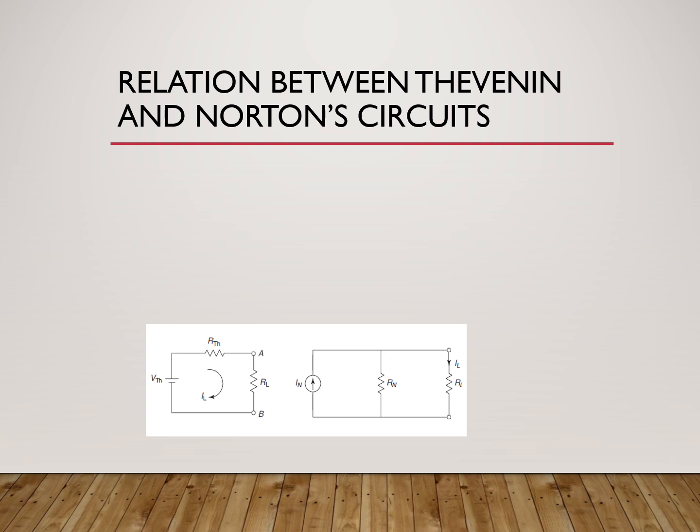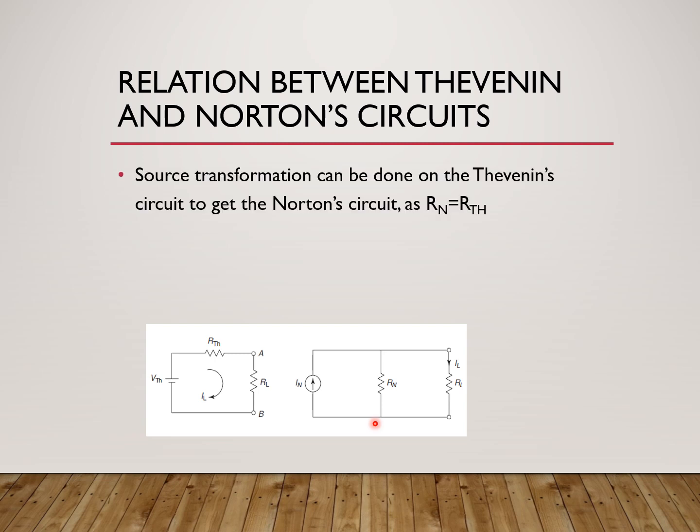Okay. So seeing the relation between the Thevenin and the Norton circuits, now we have the Thevenin circuit here, which is a VTH in series with an RTH. You have the Norton's circuit here, where Norton's current is parallel to RN and RL. So here we have a series circuit, here we have a parallel circuit. Now we know that if I do a source transformation on a voltage source, I get a current source. So if I do a source transformation on the Thevenin source, what will I get?